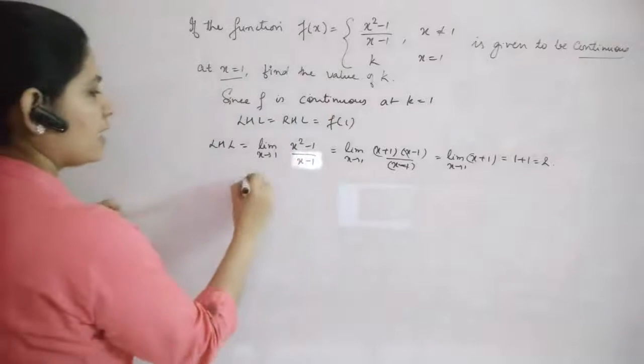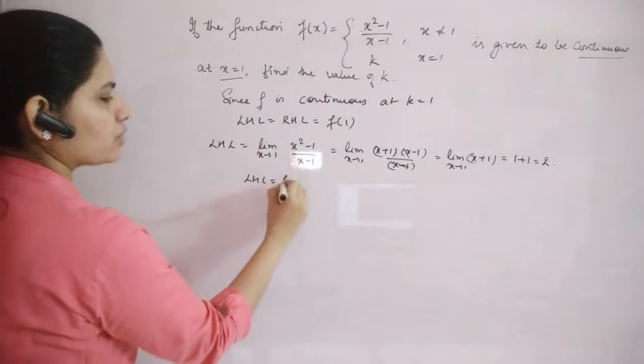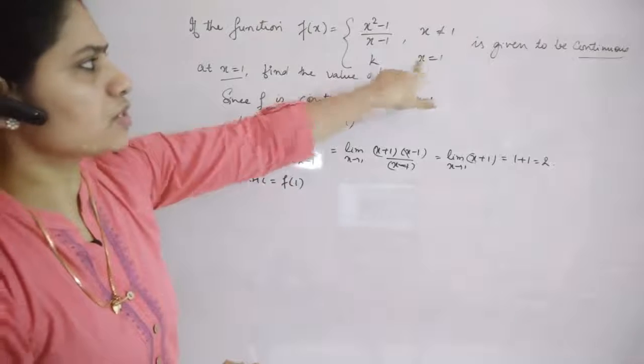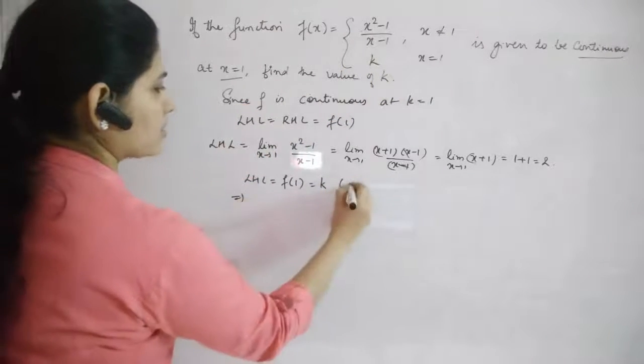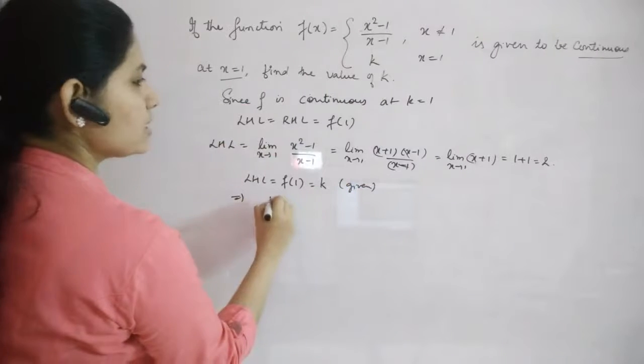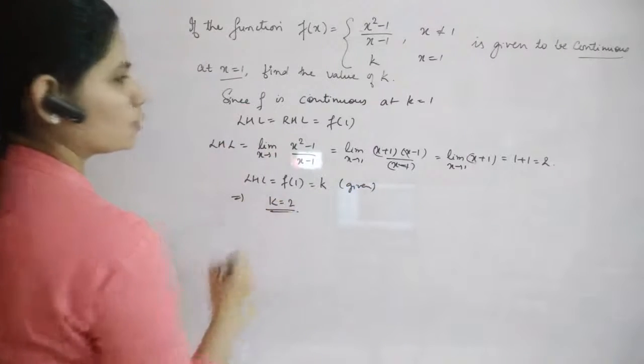And again, LHL should be equal to f at the point. What do you mean by f of 1? When x is equal to 1, the value is k. So this will give you k. Okay, this is given. So you will get k is equal to 2.